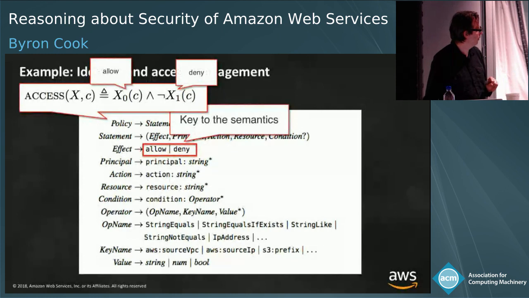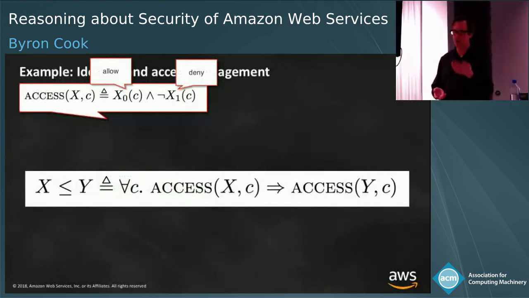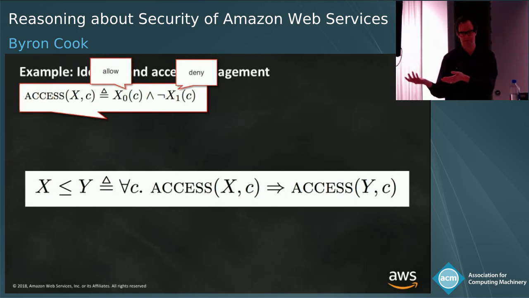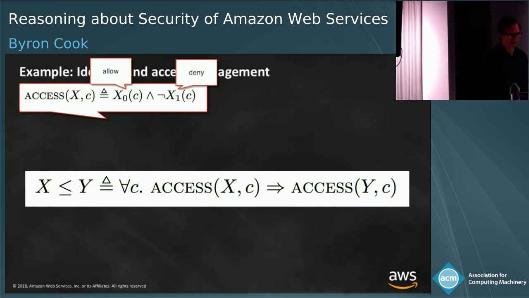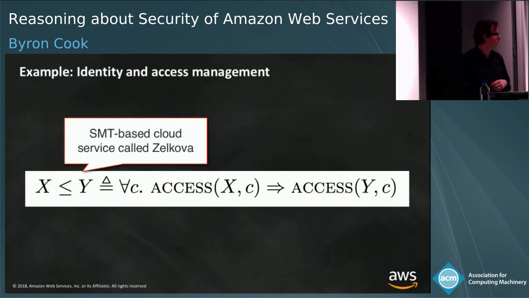And so what we've done is we've built an SMT-based comparator, small comparators. We take two policies and we ask, is this policy strictly less than or not the policy on the right? And that turns out to be a very, very, very important thing. And this is used by a lot of services in AWS. So we call this Zelkova.